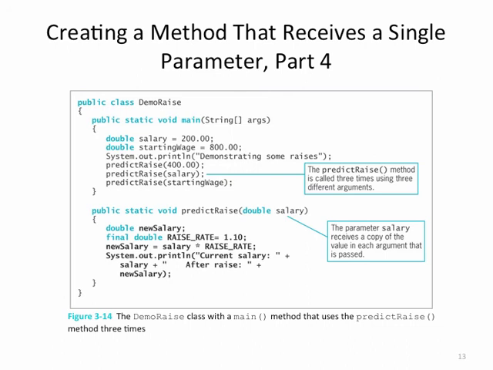The value 200. Notice that in our call, predictRaise(salary), we are using the same name as we use in our parameter list where it says public static void predictRaise(double salary). It's the same name. Doesn't have to be. The only thing that has to match is the number. We're passing one argument, receiving one parameter, and the data type. Both are type double. So the data type has to match and the number of arguments has to match the number of parameters.